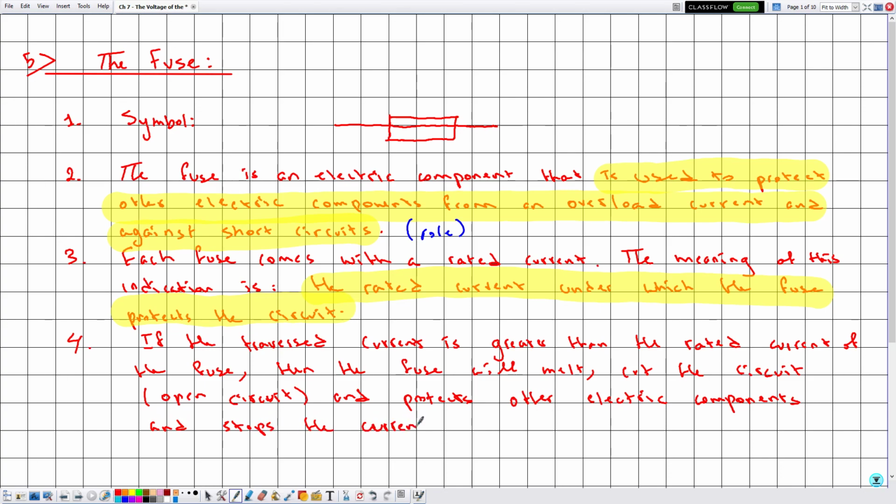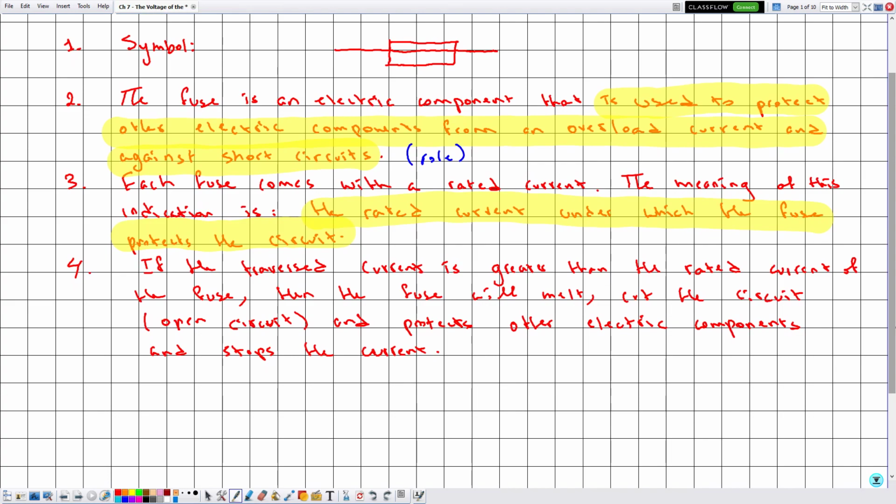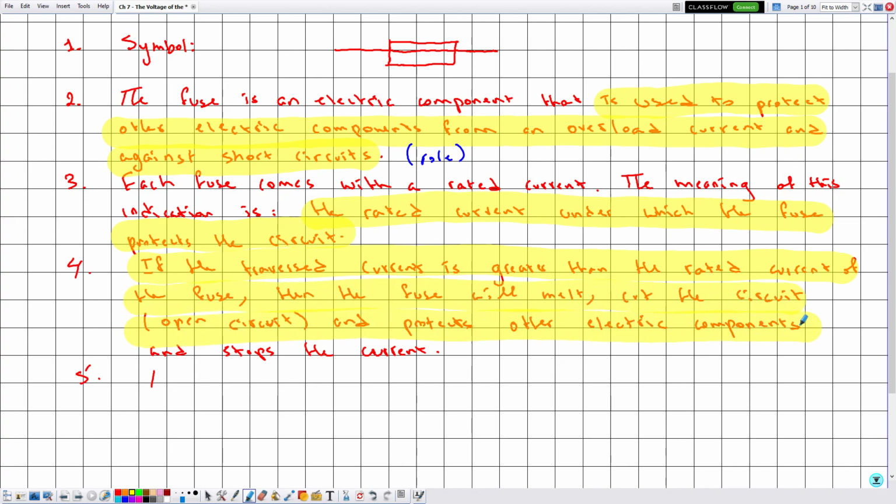So in this case the fuse protects other electric components by stopping the current, whereas the resistor protects other electric components by limiting the flow of electric current. So the fuse stops, whereas the resistor limits the flow. Now idea number 5, also important, we need to memorize this, so you should memorize this.